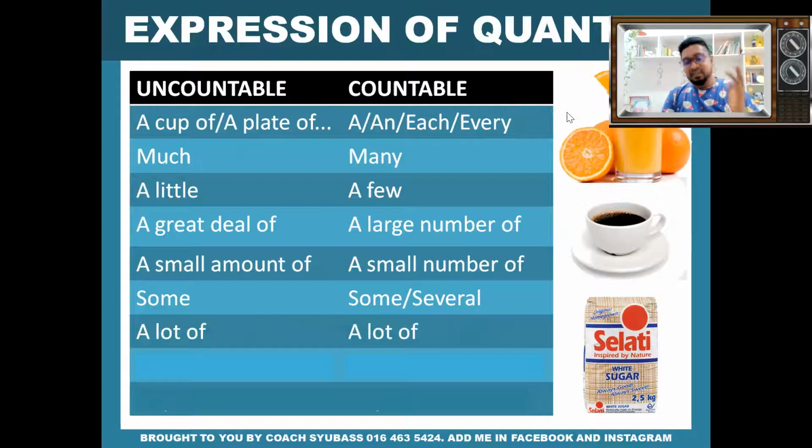A lot of, dua-dua boleh guna. Plenty of, dua-dua boleh guna. Sama maksud dengan a lot of. Any. Any ini banyak kegunaannya. Contohnya, I don't have any money. Saya tak ada sebarang duit. Any ini macam sebarang. Okay.